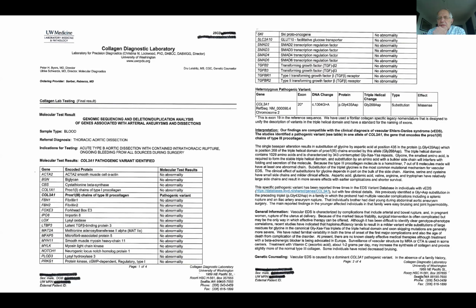The mutation occurs in exon 20, and you see there's an asterisk there, and it says this is exon 19 in the reference sequence. We've used a fibrillar collagen-specific legacy nomenclature that's designed to unify the description of variants in the triple helical domain and have a standard for the naming of exons. So that means when we compare different genes that are collagen genes, type 1 collagen genes, and so forth, we want them to have the same exon numbering. So this is the DNA change. It's actually the coding sequence change.